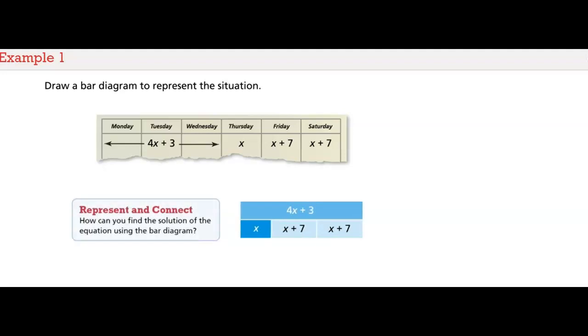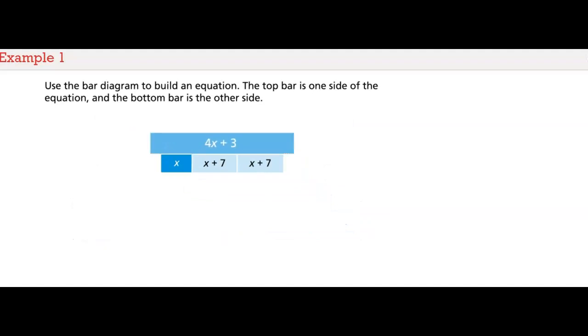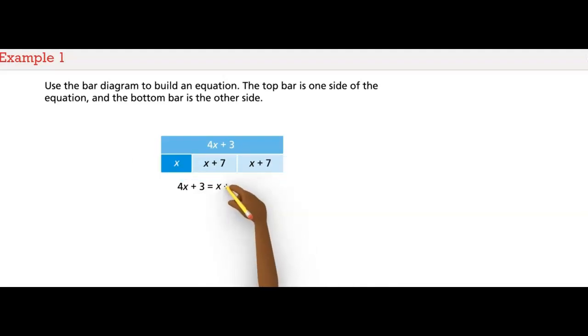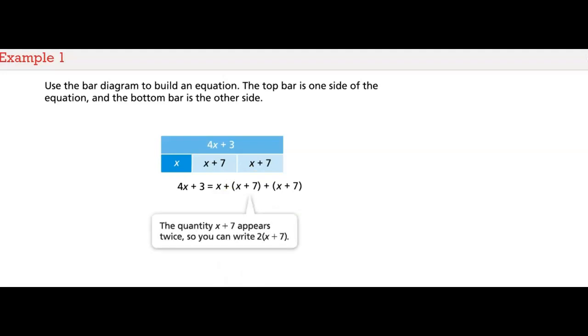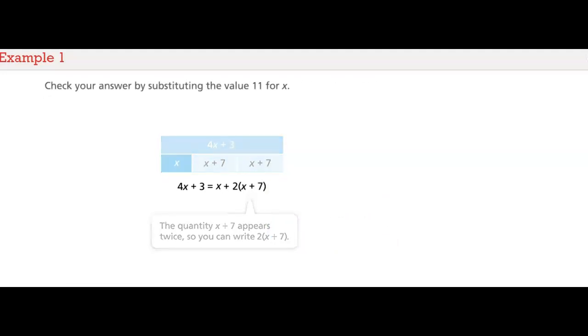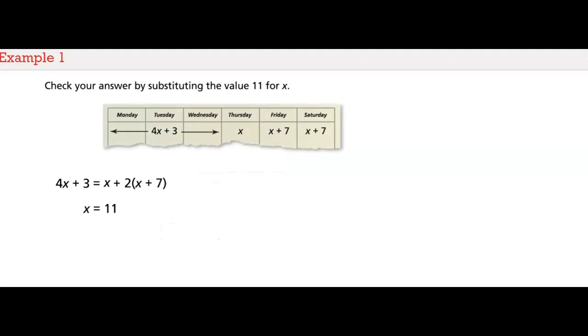How can you find the solution of the equation using the bar diagram? The top bar is one side of the equation, 4x plus 3, and the bottom bar is the other side, x plus 2 copies of x plus 7. The quantity x plus 7 appears twice, so you can write it as 2 times x plus 7. So the solution of this equation is x equals 11.